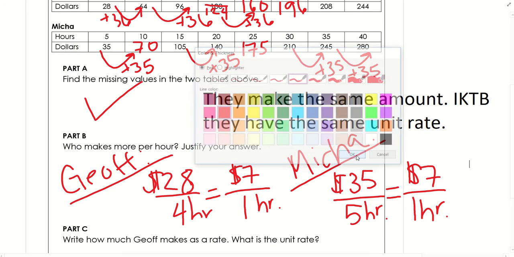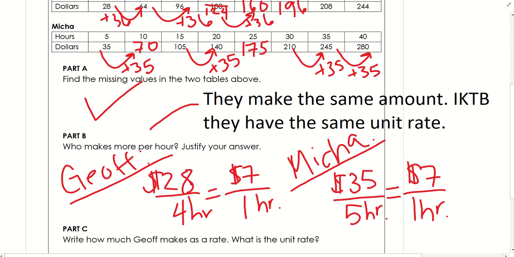Continuing part B. They make the same amount. I know this because they have the same unit rate. Please show me slant when you have this on your paper. Please raise your hand if you are still not copying this down, so Miss Foster knows to pause the video.